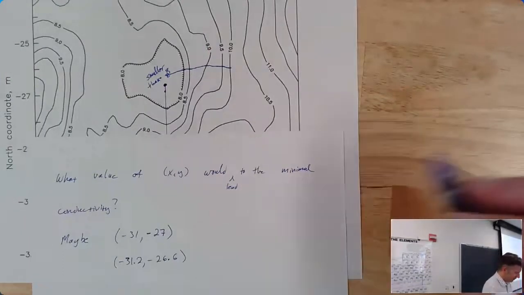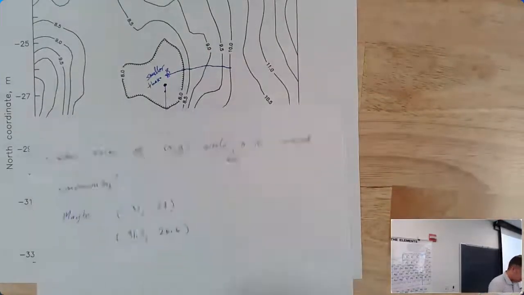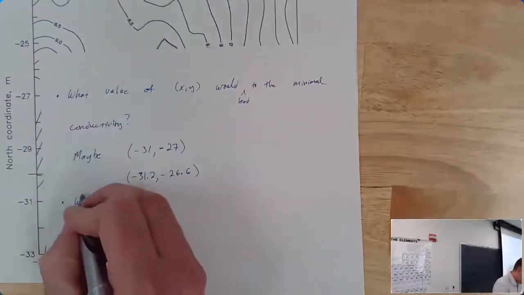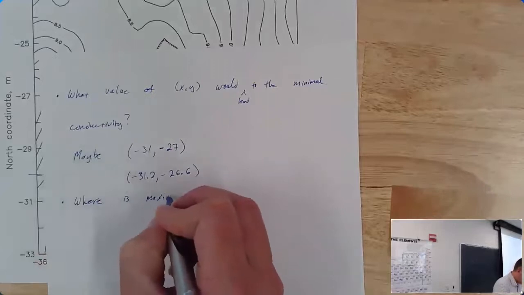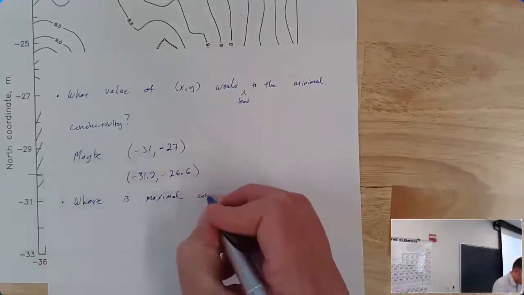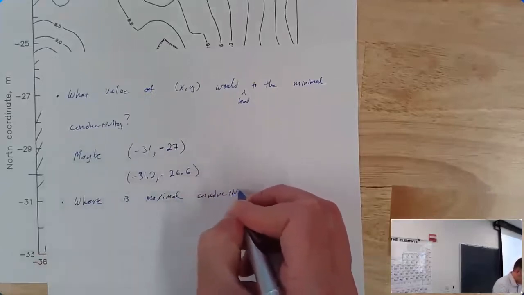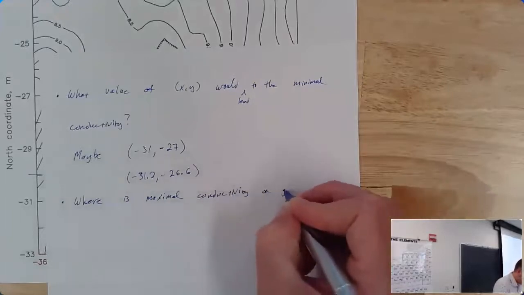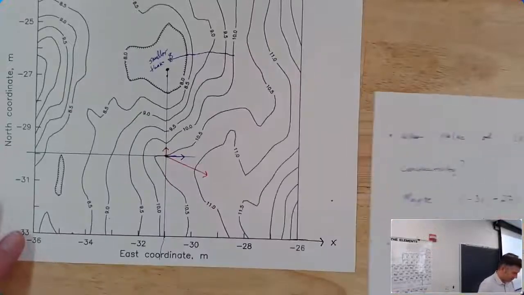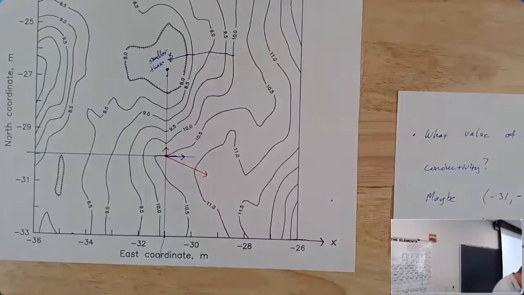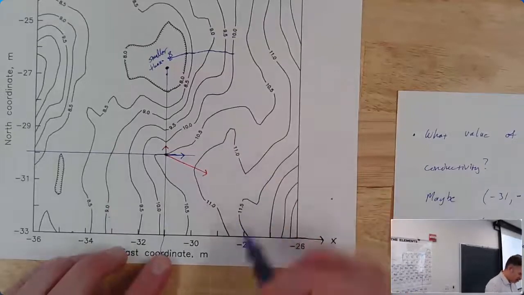The other question, which I feel like is a little harder to answer, is where is the maximal conductivity on the graph? Well, let's take a look. Where are the biggest numbers? Yeah, 11.5, most right and probably down.